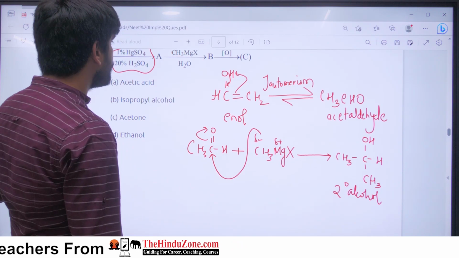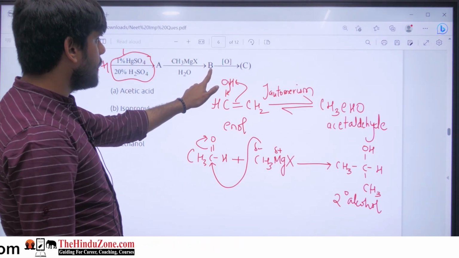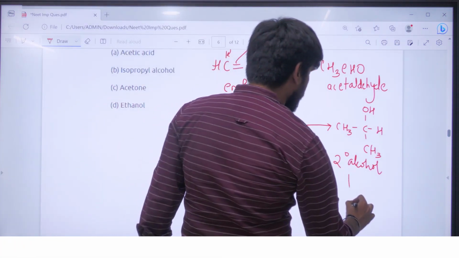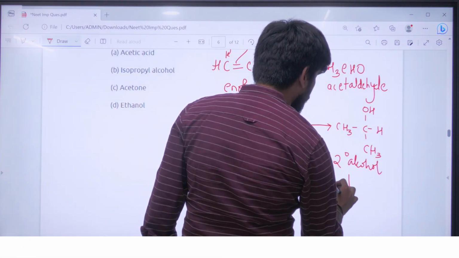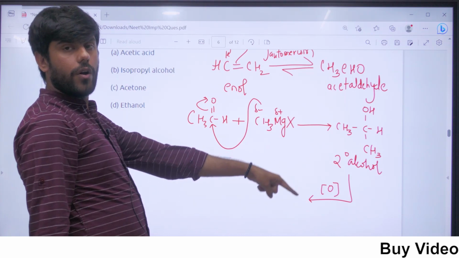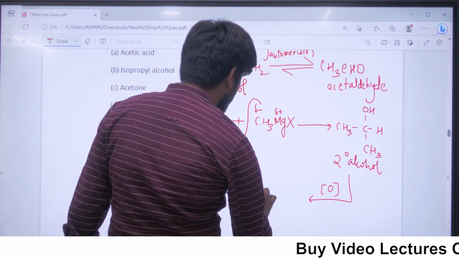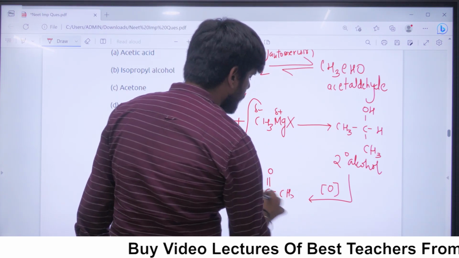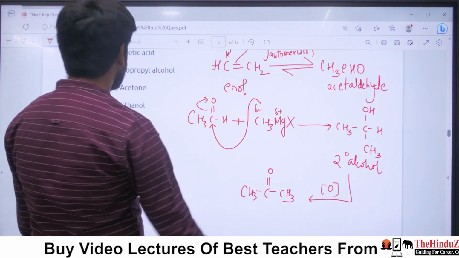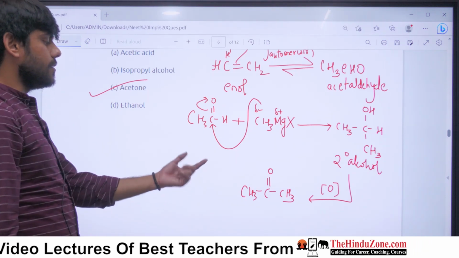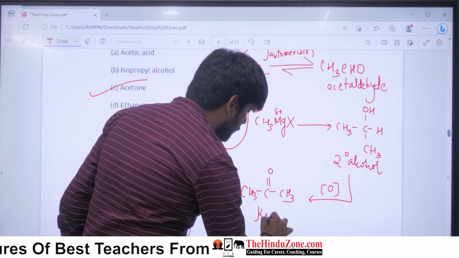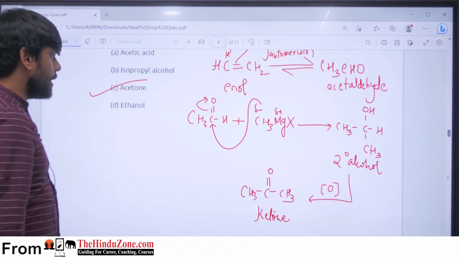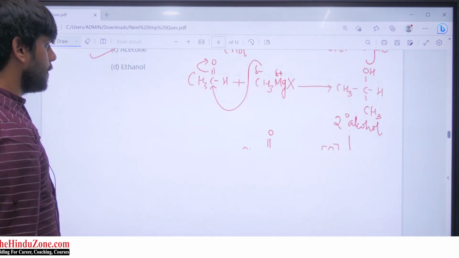Now the reaction is not yet complete. In the last step, this secondary alcohol is undergoing oxidation, and you know that secondary alcohol upon oxidation gives you a ketone. So I end up getting acetone as the product. So acetone is the right answer. This is the ketone. I hope you understood this question. Let us move to the next one.